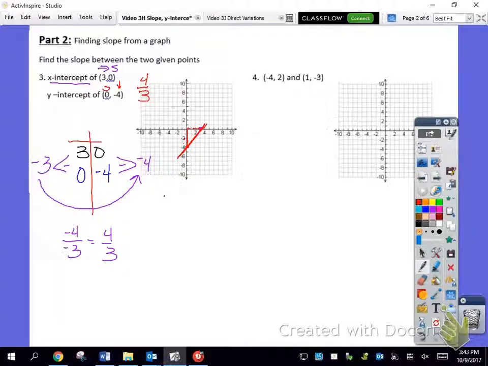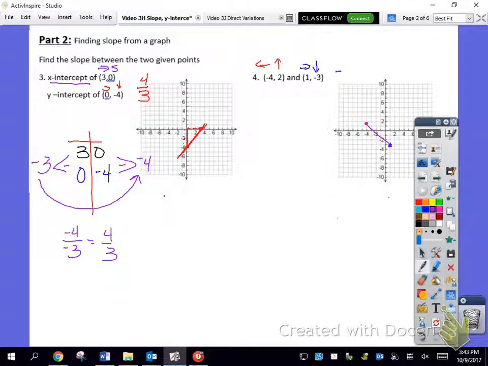On the next one, negative 4, 2, you go left and up 2. So left 4, up 2. The second one I'm going to graph is 1, 3. So I go to the right 1, down 3. Right 1, down 3. Now, if I want to check the slope, I'm starting from the left point, and notice it's going down. So this is going to be a negative slope.